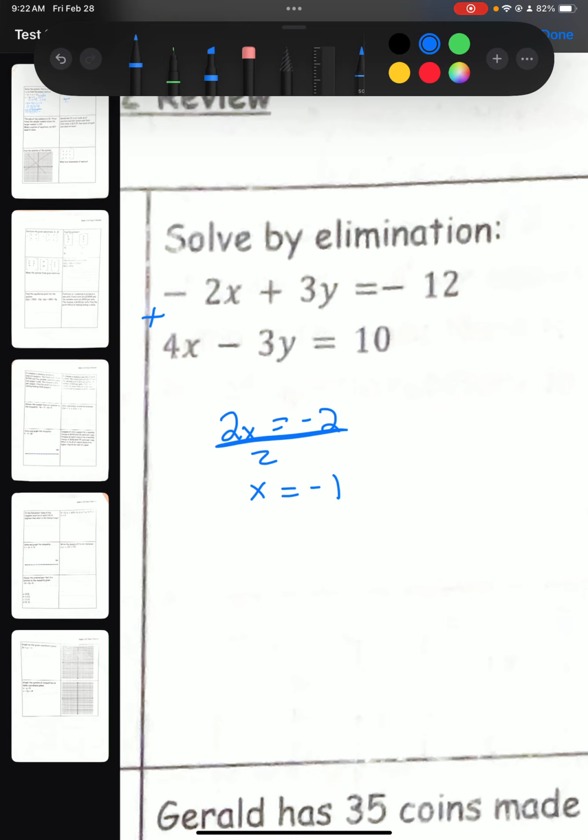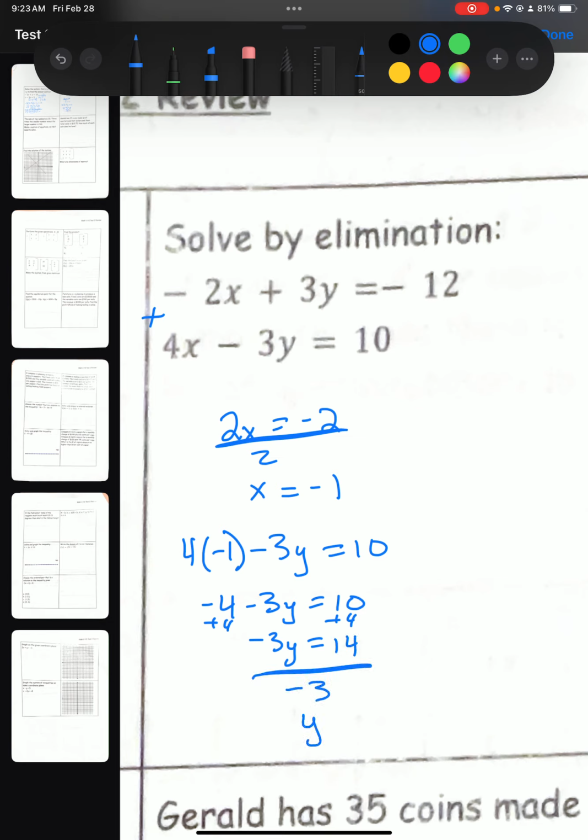And then we can plug in that negative 1. I'm going to do the first one. So where we see an x, we put negative 1 minus 3y equals 10. That gives us a negative 4 minus 3y equals 10. Negative 3y equals, and then add 4 to both sides, right? To get rid of that negative 4. 14 divided by negative 3. We have y equals negative 14 over 3. So then you have an answer of negative 1 and negative 14 divided by 3.